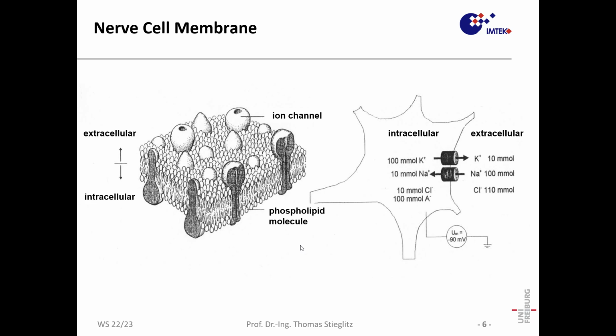There's just one thing that is a specialty in that environment, and that is the A minus. That means we have large anions, and we don't want to name them. Large means they are larger than sodium or potassium, and if you have a larger entity, a longer molecule, it's probably too large to go through those tiny little holes that we have in there, and therefore they stay inside the cell.